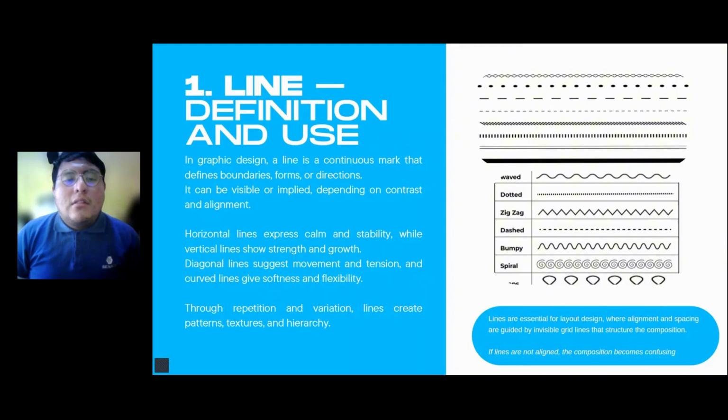First, line. Definition and use. In graphic design, a line is a continuous mark that defines boundaries or directions. It can be visible or implied depending on contrast and alignment. Horizontal lines express calm and stability, while vertical lines show strength and growth. Diagonal lines suggest movement and tension, and curved lines give softness and flexibility.